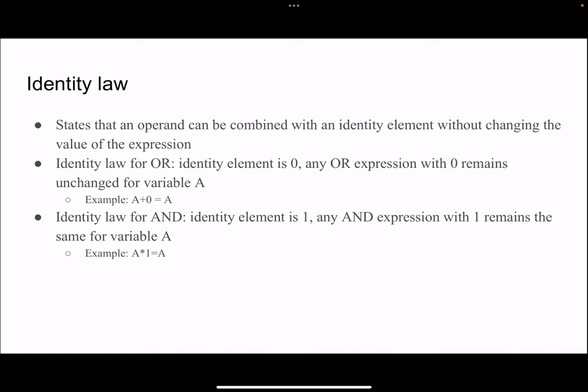Identity law states an operand can be combined with an identity element without changing the value of the expression. Identity law for OR: the identity element is 0, and any OR expression with 0 remains unchanged for variable a. Example, a plus 0 equals a. Identity law for AND: the identity element is 1. The AND expression with 1 remains the same for variable a. A times 1 equals a.